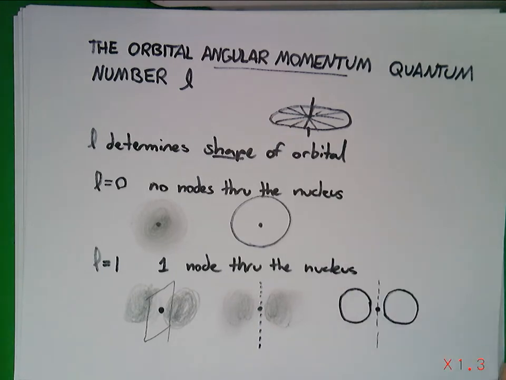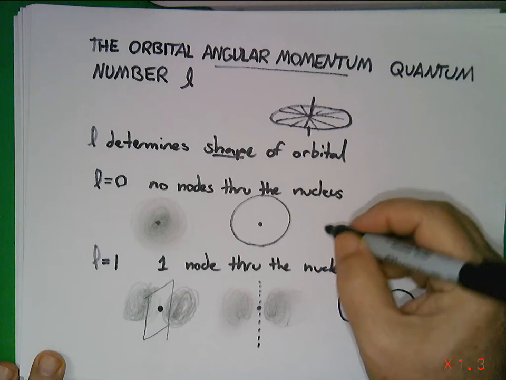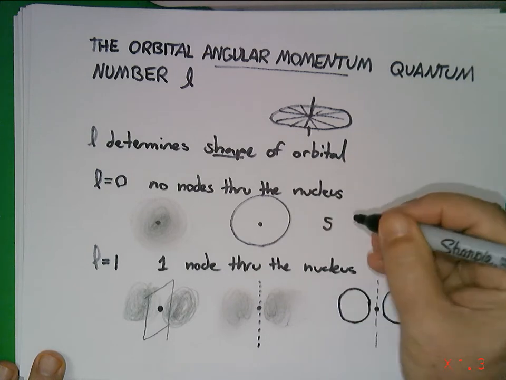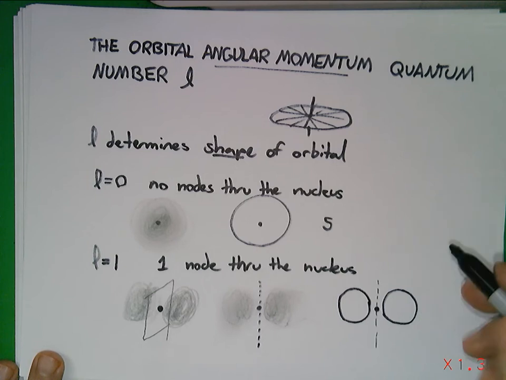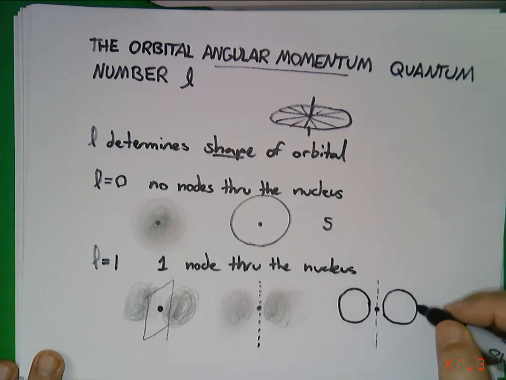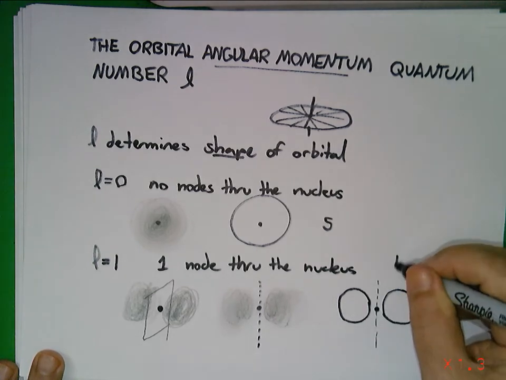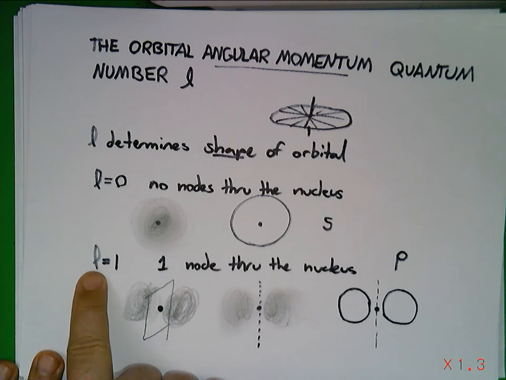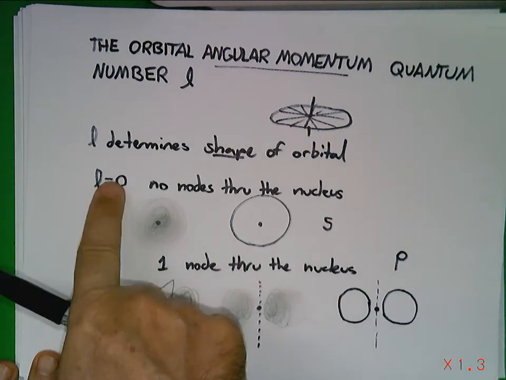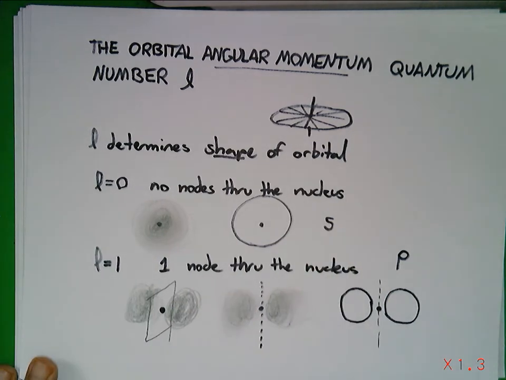Now these shapes have names. This shape is called an S, so people will call this an S orbital. This shape also has a name. It's called a P shape, and they'll call this a P orbital. Whenever you have L equals 1, you have P orbitals. When you have L equals 0, you have S orbitals.